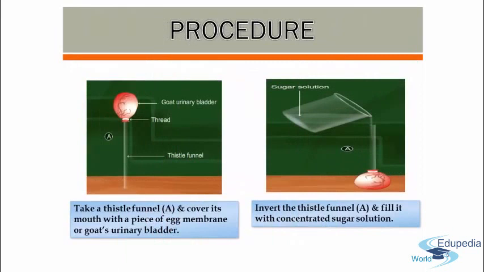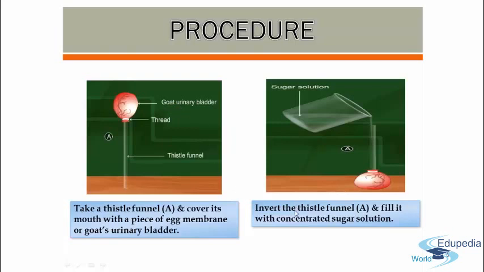Now here comes the procedure. First of all, take a thistle funnel and cover its mouth with a piece of egg membrane or goat's urinary bladder. You can see in the figure that a thistle funnel is being taken and the mouth of this funnel is covered with goat urinary bladder. Here we have taken goat urinary bladder. You can also take egg membrane, as both act as semi-permeable membranes.